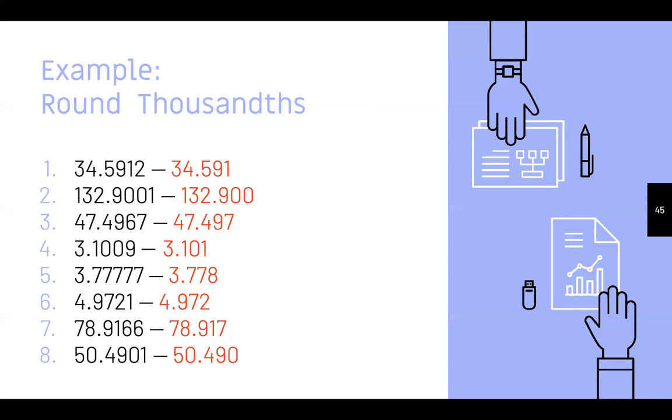0 and 9. 9 is greater than 5, so we make it a 1. We have 7 and 7. 7 is greater than 5, so that becomes an 8. We have 2 and 1. 1 is less than 5, so we leave 2 the same. 3 and 6 and 6. 6 is greater than 5, so that the other 6 becomes a 7. And lastly, 0 and 1, and that becomes a 0.